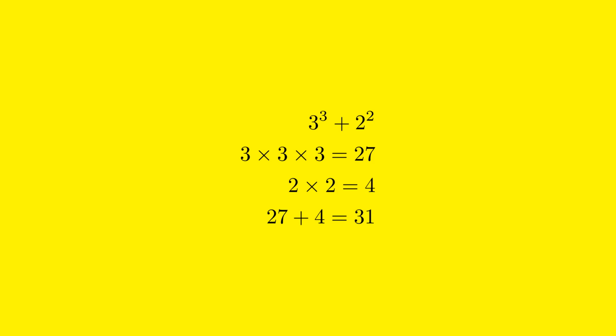This means multiplying 3 by itself 3 times, so 3 times 3 equals 9. Then multiply that result by 3 again. 9 times 3 equals 27. Therefore, 3 raised to the third power equals 27.